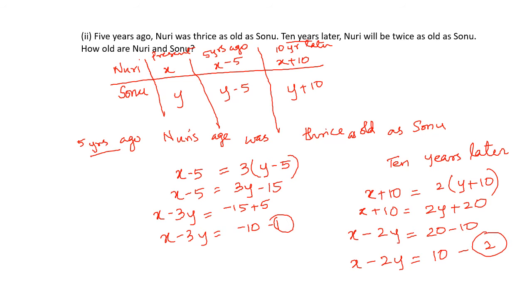We got two equations, x minus 3y equal to minus 10 and the other equation x minus 2y equal to 10. We can just subtract. When we subtract, x and x will get cancelled. Minus 3y plus 2y, that will be minus y equal to minus 20, or y equal to 20 you will get. You will get the age y, Sonu's present age, as 20. Then you can substitute and find the value of Noori as well.